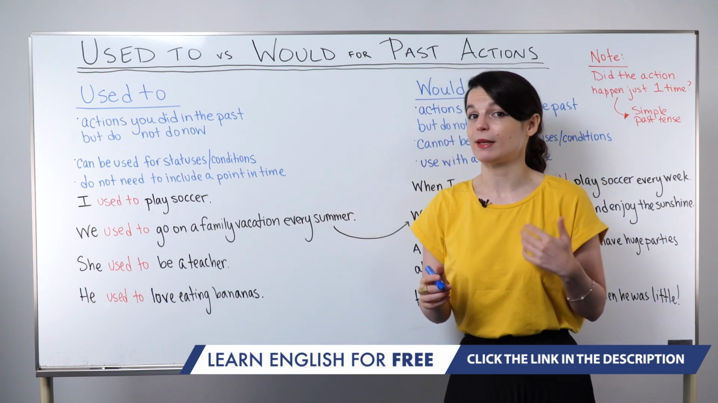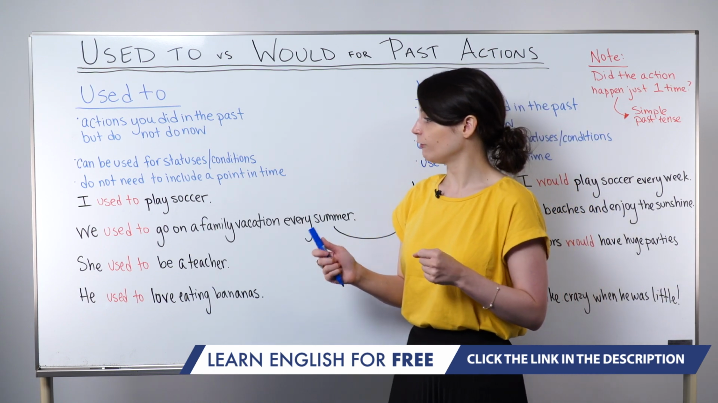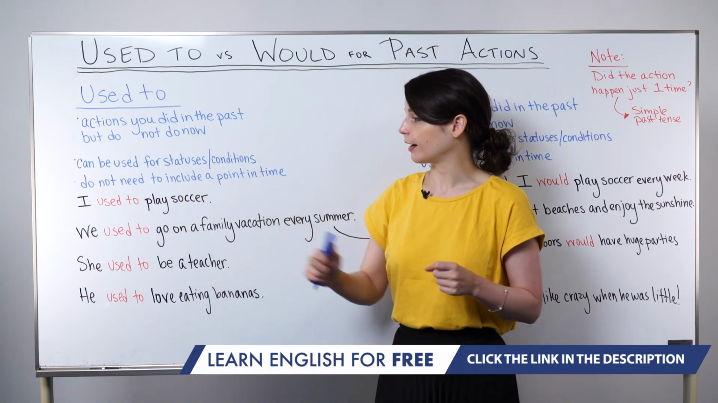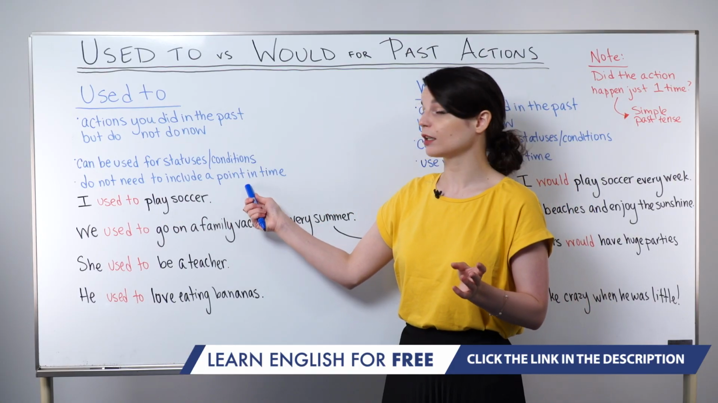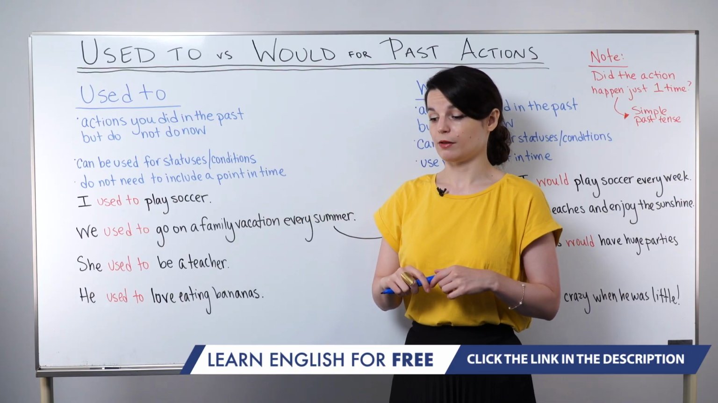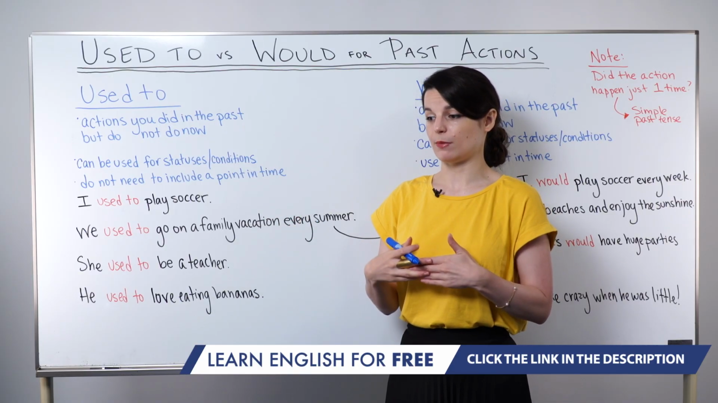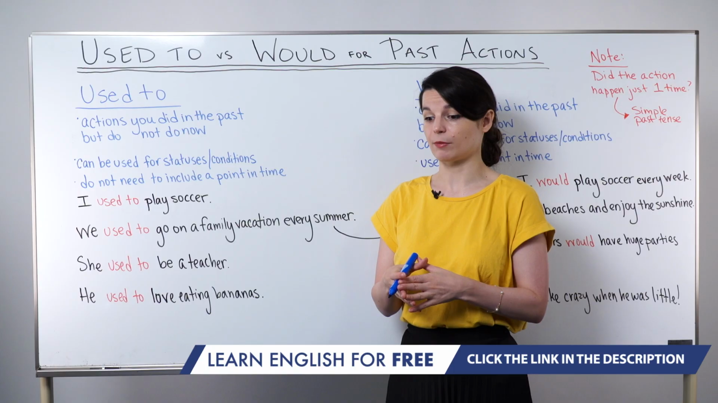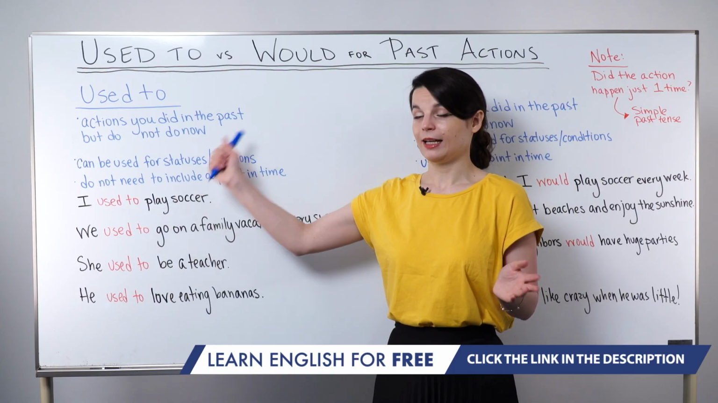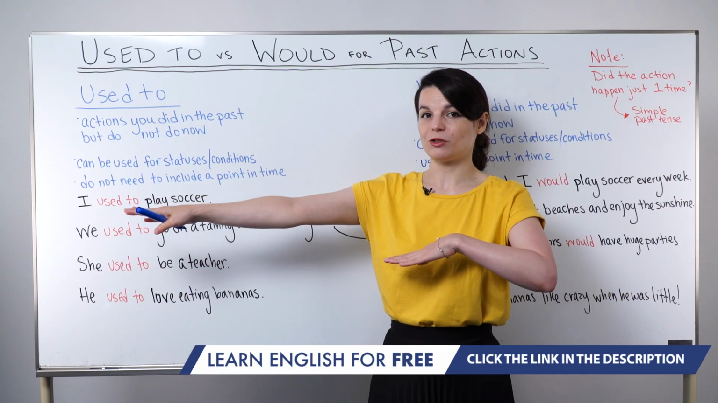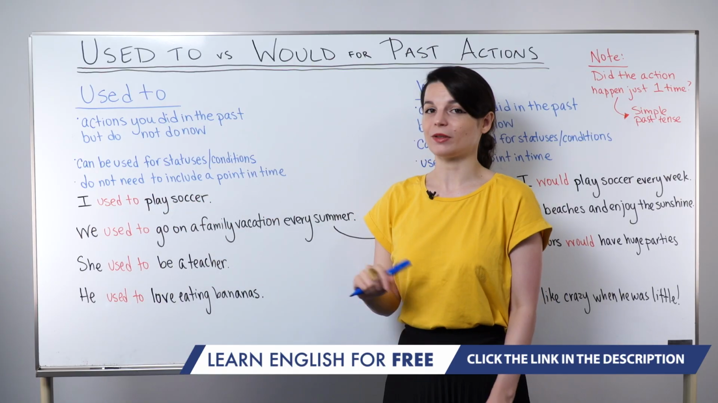So let's look at some examples of this. First, I used to play soccer. This is an example where I did not include a point in time. The speaker just wants to talk about maybe a previous hobby, or some kind of life experience, and they want to communicate quickly. They did it in the past, but they don't do it now. So, I used to play soccer.